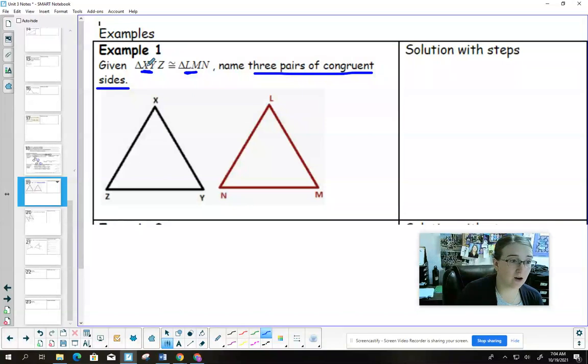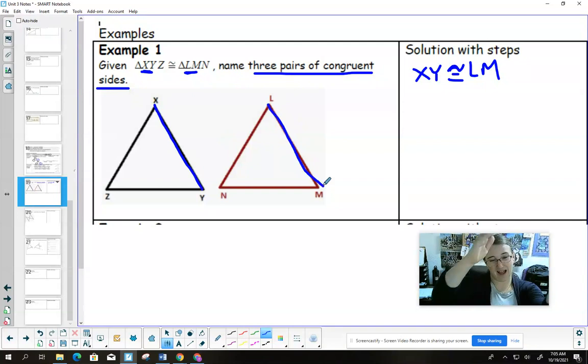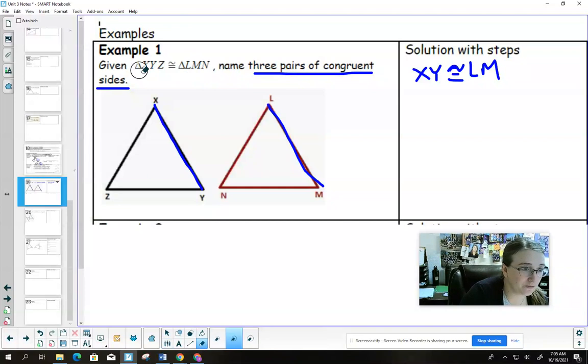So I'm giving you the first one there. XY is going to be congruent to LM. This is one pair of congruent sides. Now again, I want to point out that yes, XY and LM are the same side in each triangle, but that's not what's important. What's important is XY was the first 2 letters here, and LM was the first 2 letters here.